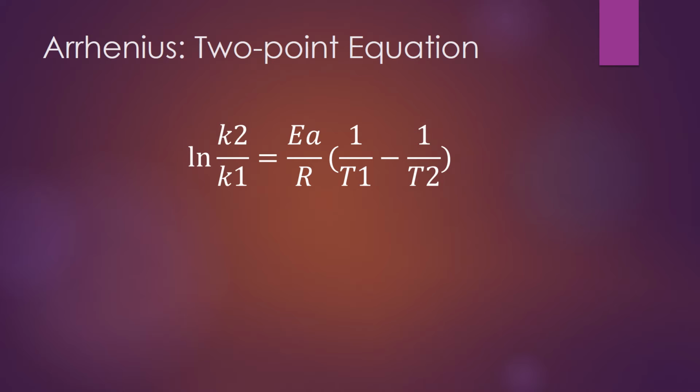There is also an equation to use called a two-point Arrhenius equation when you are given two sets of data, such as two rate constants or two temperatures, and you need to find one or the other, etc.